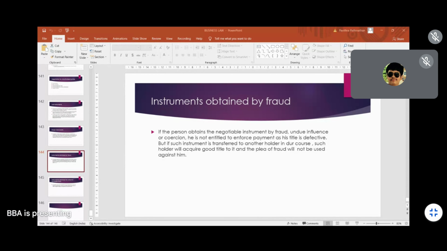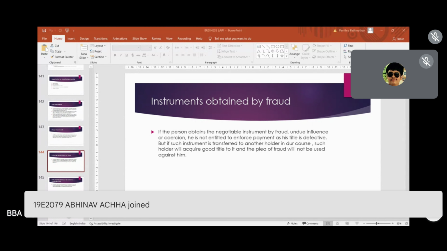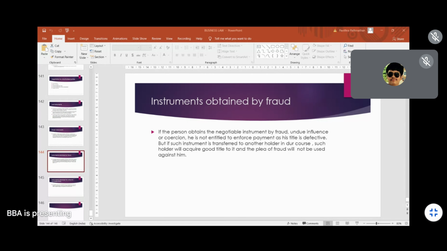So if a person obtains the negotiable instrument by fraud, undue influence, coercion, or any other means, he is not entitled to enforce payment. He cannot go and force the person to pay it, because if this is a known fact that he obtained the instrument by fraudulent nature or undue influence or coercion, the person cannot actually go and enforce payment.